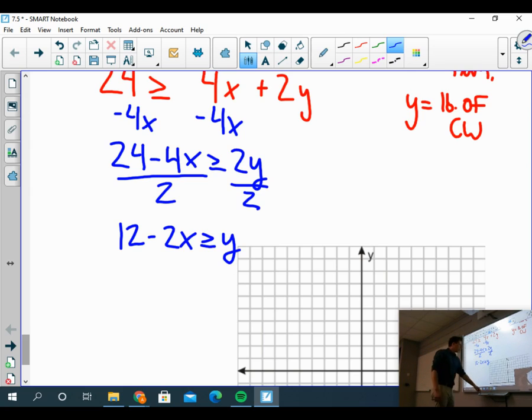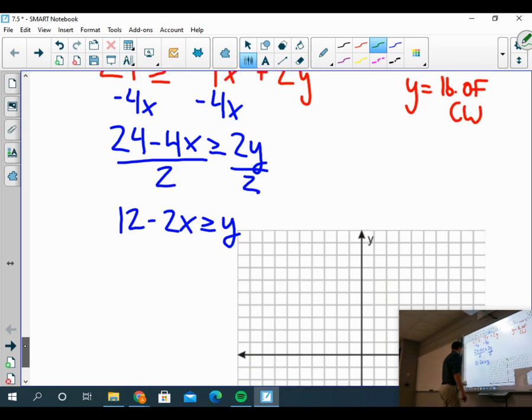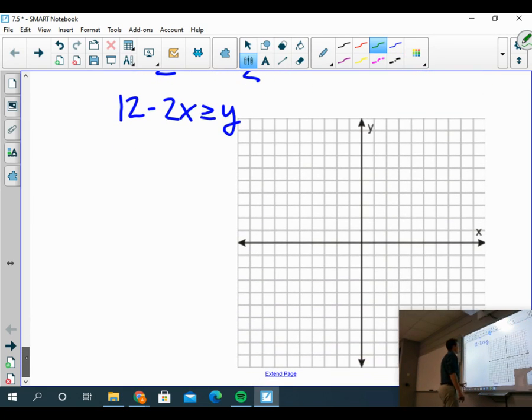Okay, now my linear inequality is in slope-intercept form, so I can graph it as I was instructed to do. Maybe because of the size of the numbers, the 12 being that y-intercept, maybe I change my scale a bit. My grid lines will go up by 2s.